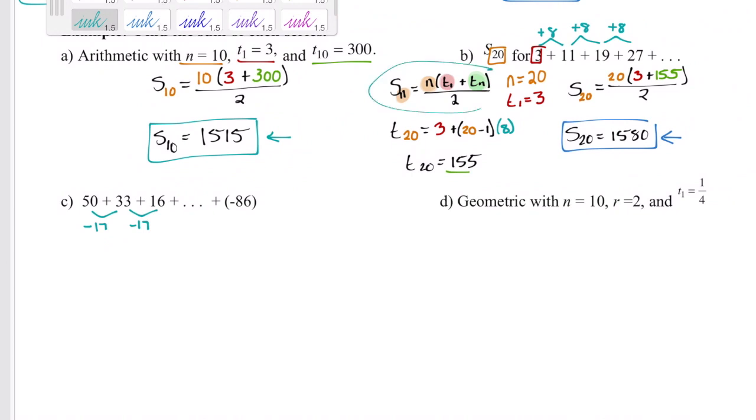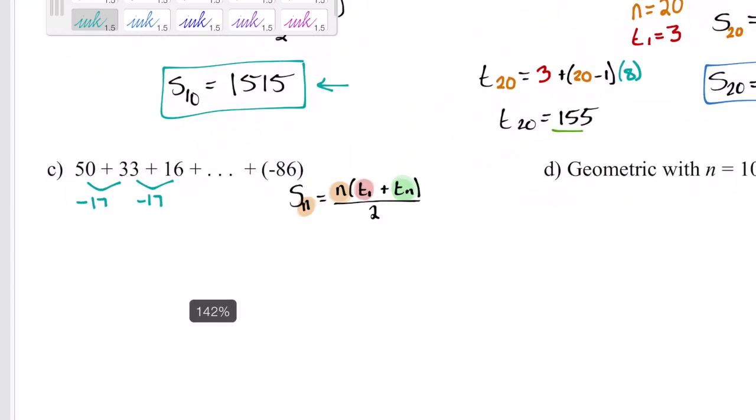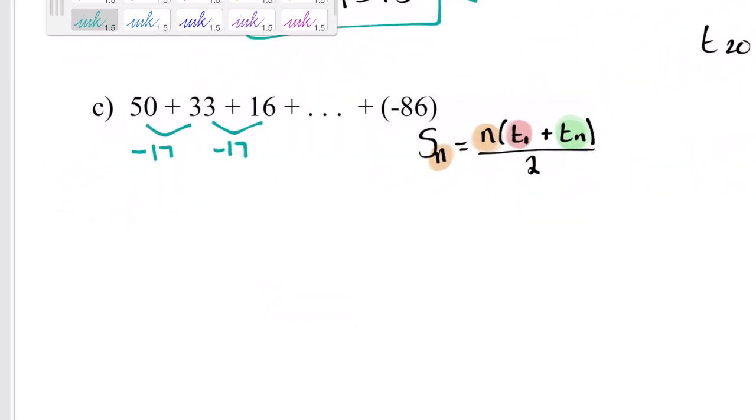Going to, again, borrow that arithmetic summation and put it over here. I need to know my number of terms, which I can't really tell because of that ellipsis, but I do have my first term is 50, and I know my last term, so my t sub n is negative 86. So I can use, again, the t sub n formula to figure out the number of terms. I'm just going to work it a little bit backwards.